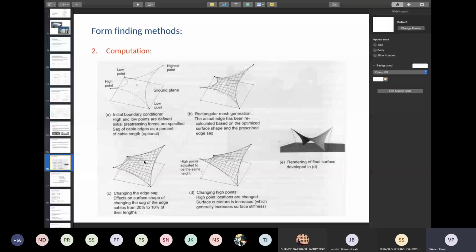If you use this as cables, or these as ropes, and you intertwine them, and if it is a rectangular piece and you just twist the rectangular frame, you will get these various hyperbolic paraboloids. So the same thing is used in computational modeling also. But if you use only the outline, then obviously you're not going to get the shape; you will have to introduce the mesh inside to be able to come up with it. So changing the edge sag and changing high points. The edge sag can be changed, or you can also change the high points.